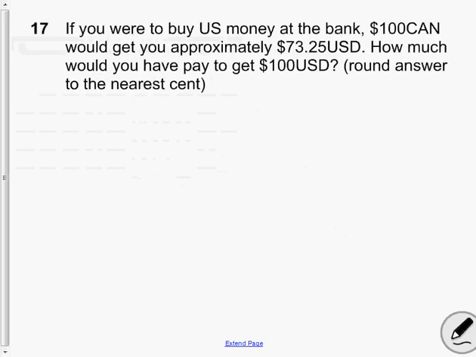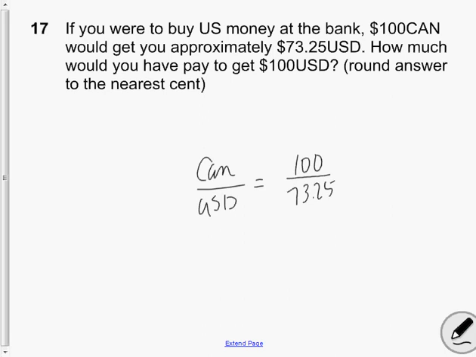Question 17, if you were to buy U.S. money at the bank, $100 Canadian would get you approximately 73.25. So I'm going to put Canada on the top, which is where we should be in the world, and the USD on the bottom. $100 Canadian will be 73.25 in US. And if I give you $100 US, how much Canadian would I get? I could set it up as a proportion that way.